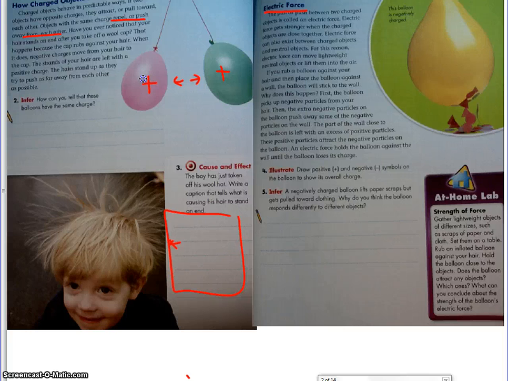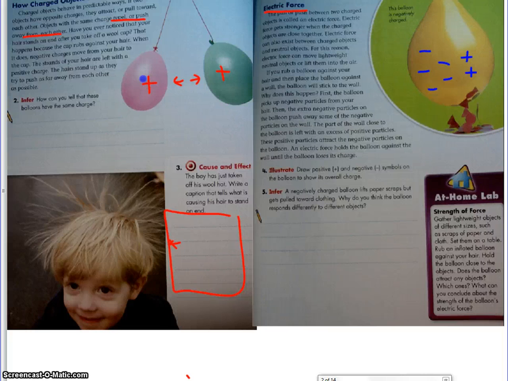If you rub a balloon against your hair and then place the balloon against the wall, the balloon will stick to the wall. Why does this happen? First, the balloon picks up negative particles from your hair. So my hair transfers more negative particles to the balloon, so it becomes more negative, and if it has more negatives than positives, it has a static charge. Then the extra negative particles on the balloon push away some of the negative particles on the wall. The part of the wall close to the balloon is left with an excess of positive particles. These positive particles attract the negative particles on the balloon.